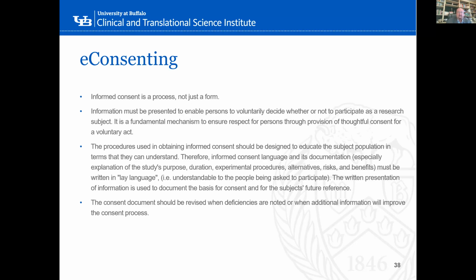Therefore, informed consent language and its documentation, especially explanations of the study's purpose, duration, experimental procedures, and everything that is a procedure in clinical trials, alternatives, risks, and benefits, must be written in lay language, understandable to the people being asked to participate. The written presentation of the information is used to document the basis for consent and for the subject's future reference. The consent document should be revised when deficiencies are noted and when additional information will improve the consent process.